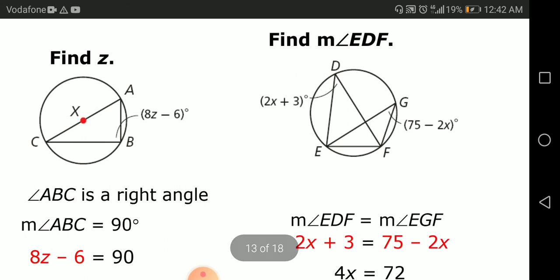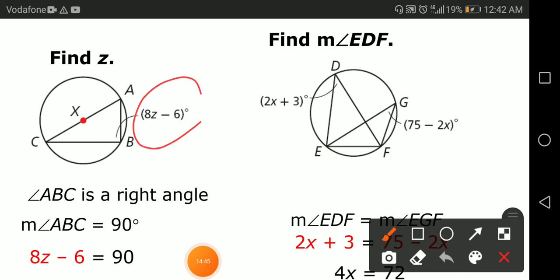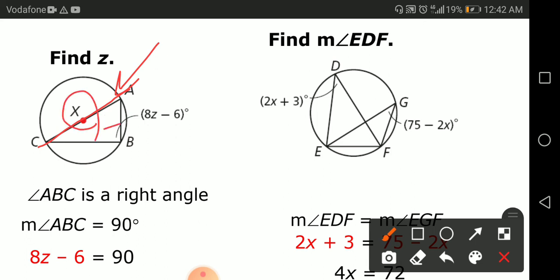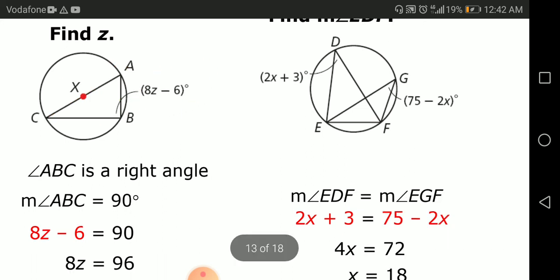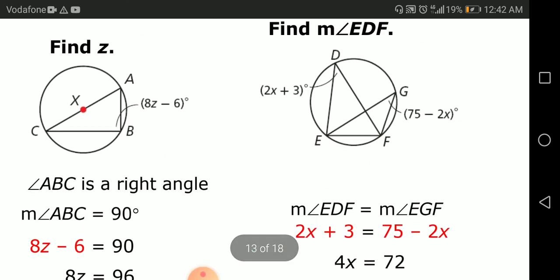Here I have another question. Find Z. Z is an expression for the angle. Remember, look at the arc. Look at what it points to. So what do you think? I know this is a right angle. Why? Because this side is the diameter, it passes through the center of the circle. So I get 90 degrees, and I substitute it: z minus 6 equals 90. So z is found very easily by solving the equation.